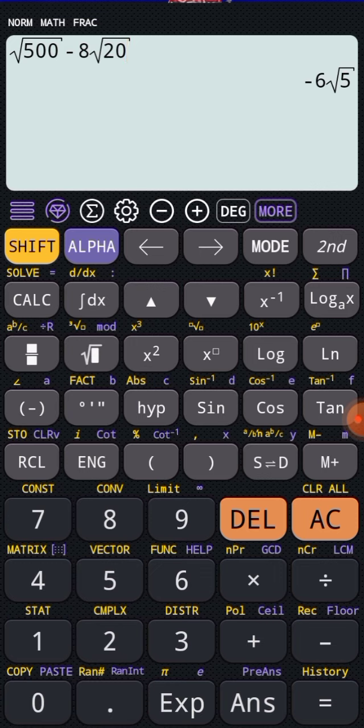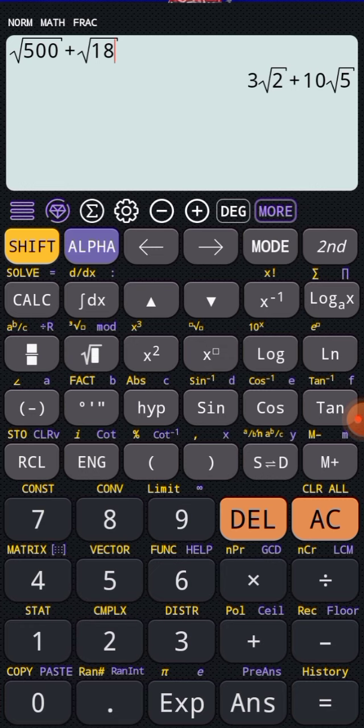Then let's look at root 500 plus root 18. Root 500 plus root 18. So look at what we are going to have: 3 root 2 plus 10 root 5. That's what we are going to have.